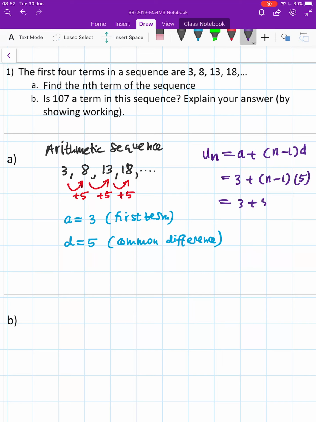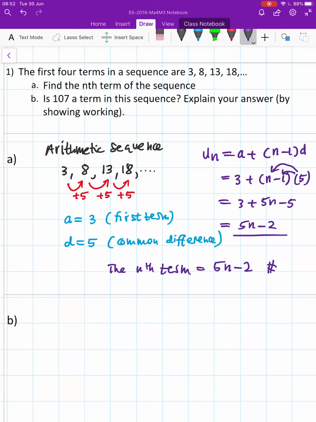5 times n is 5n. And 5 times 1, or negative 1, is minus 5. So you end up with 5n minus 2. So the nth term is equal to 5n minus 2.